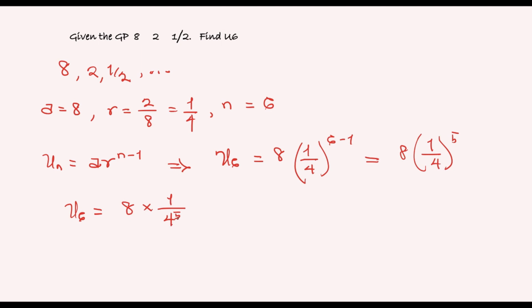Now 4 raised to power 5 is equal to 1024. So this is equal to 8 times 1, which is 8, over 4 raised to power 5, which is 1024. So if you cancel this out, you would get 1 divided by 128. And this is our sixth term.